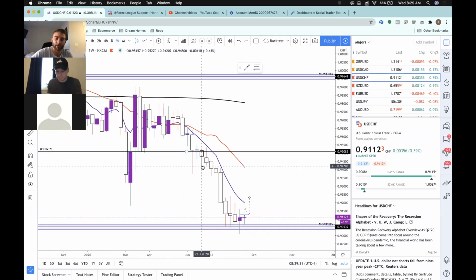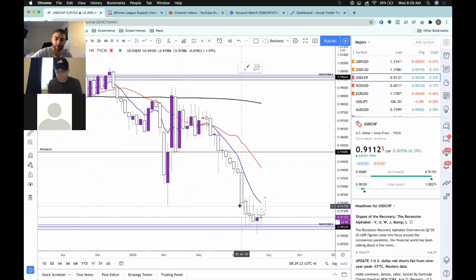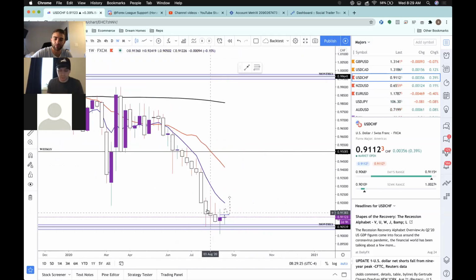So, weekly time frame on USEF, again, we're at this monthly key level. We're starting to see some signs of reversal. We've got a lot of rejection from this level already. Last week formed this spinning top candle.